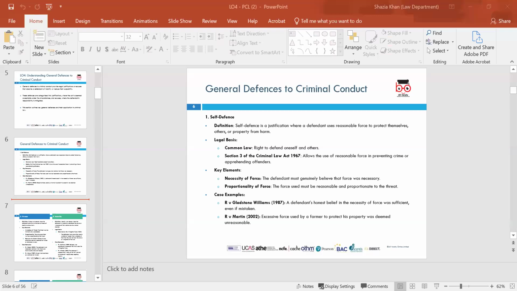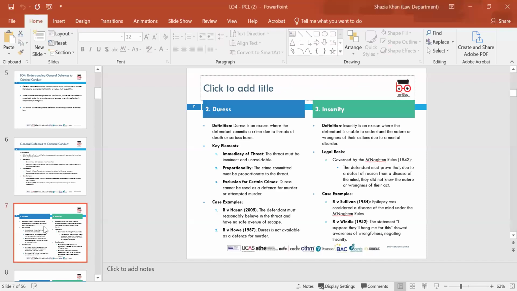And also the legal basis is under Section 3 of the Criminal Law Act 1967. The key elements are necessity of force, where the defendant must genuinely believe the force was necessary, and proportionality of force, where the force must be reasonable and proportionate to the threat. The famous cases are Gladstone Williams, 1987, where a defendant's honest belief in the necessity of force was sufficient, even if mistaken. And the case of R v Martin, 2002, where excessive force used by a farmer to protect his property was deemed unreasonable.